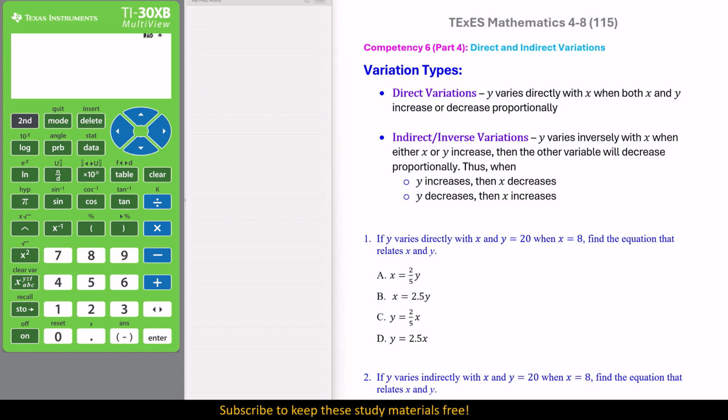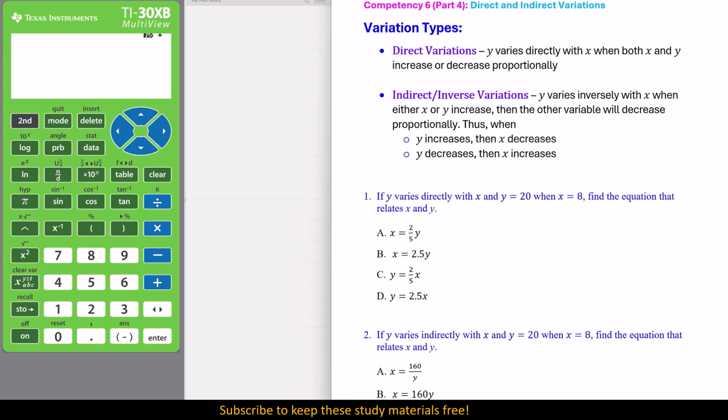Now, if we're going to talk about indirect or inverse variation, well, they will increase and decrease opposite. If one goes up, the other one goes down. If one goes down, the other one goes up. So they're just not going to do anything together. And the only way for us to really understand that fully or remember it completely, let's do some example problems.